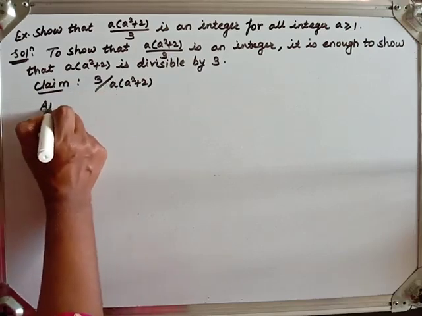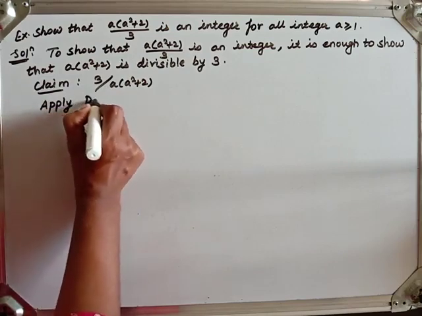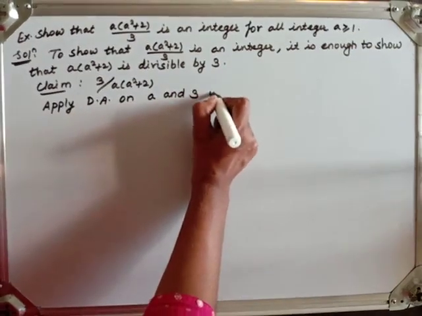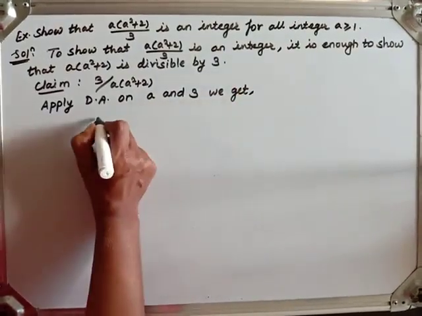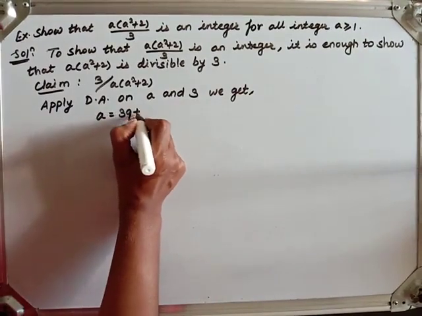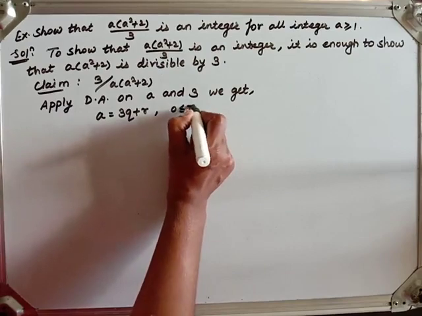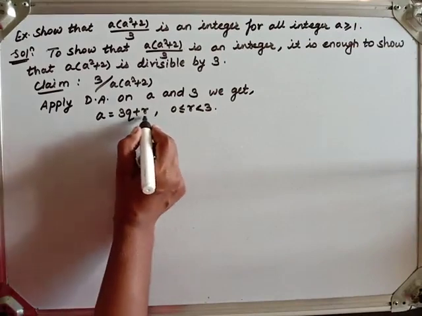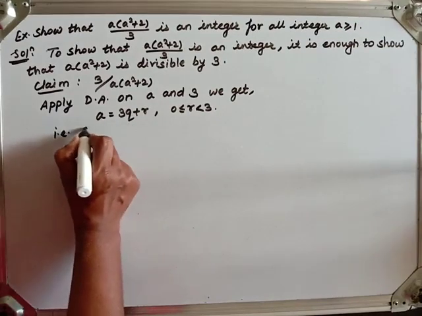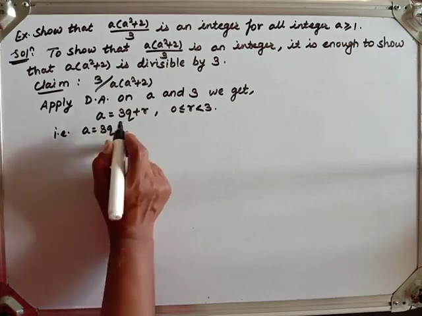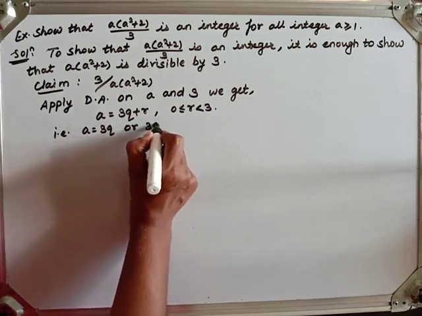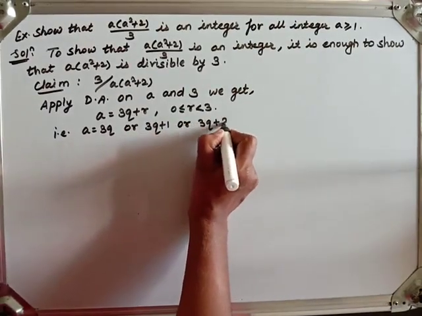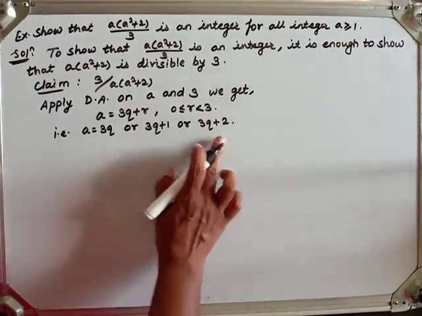Now let us apply the division algorithm on a and 3. What we get? a is equal to 3q plus r, where the condition on r is what? 0 less than or equal to r, strictly less than 3. Now what does this give us? If r is 0, we get a is equal to 3q. That is, a is either 3q or 3q plus 1, remainder will be 1, or 3q plus 2. Now let us check for these cases.